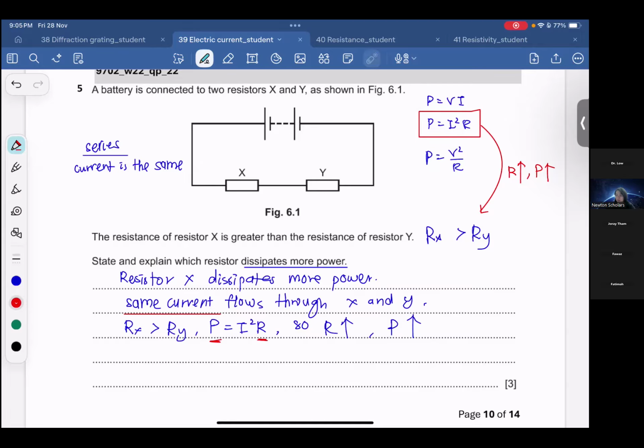I want to compare R and P. Make sure the other physical quantities are constant. Okay? No questions? Then we go to your page 11. Is it okay?